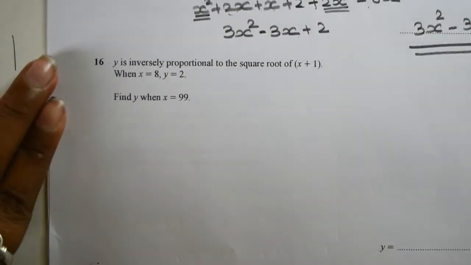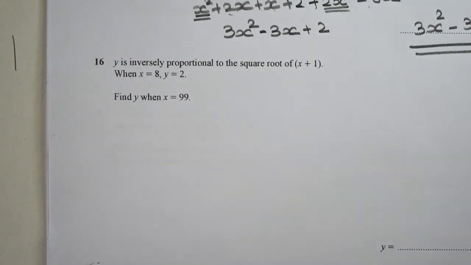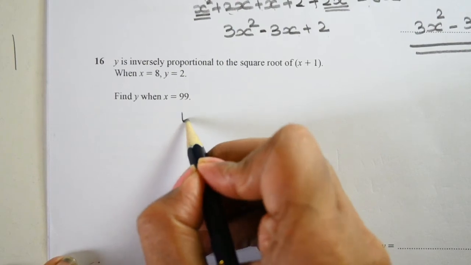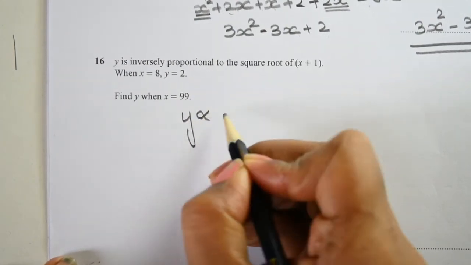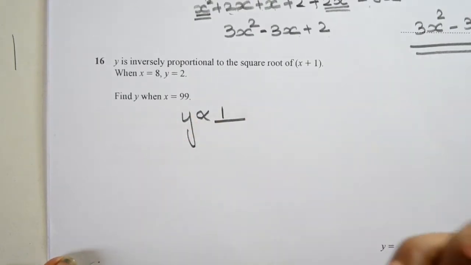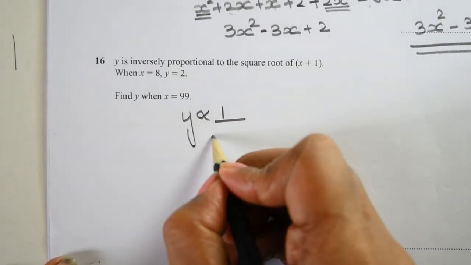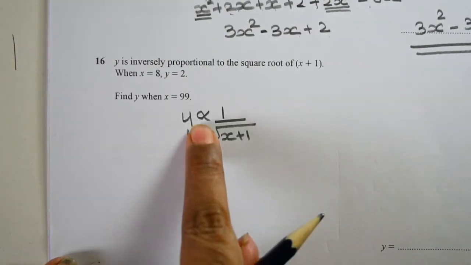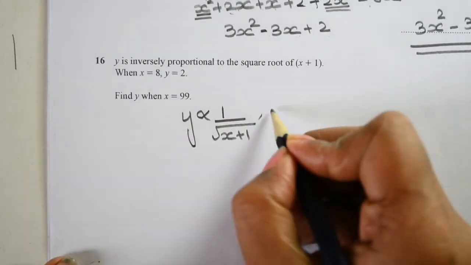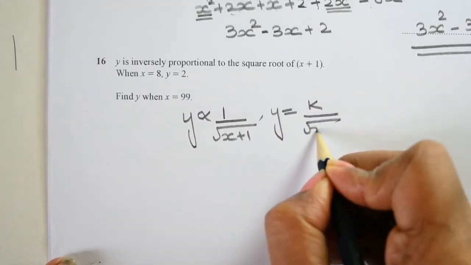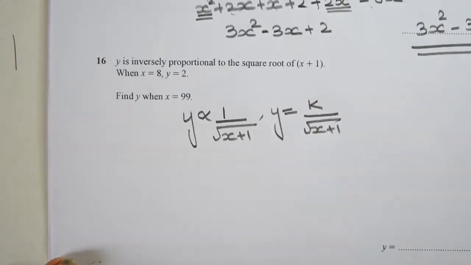Okay. Next. Directly proportional and inversely proportional. Y is inversely proportional. First you have to write like that. Y is inversely proportional to 1 by square root of x plus 1. So I need to remove the proportionality sign, right? So you have to write y is equal to k divided by root of x plus 1.